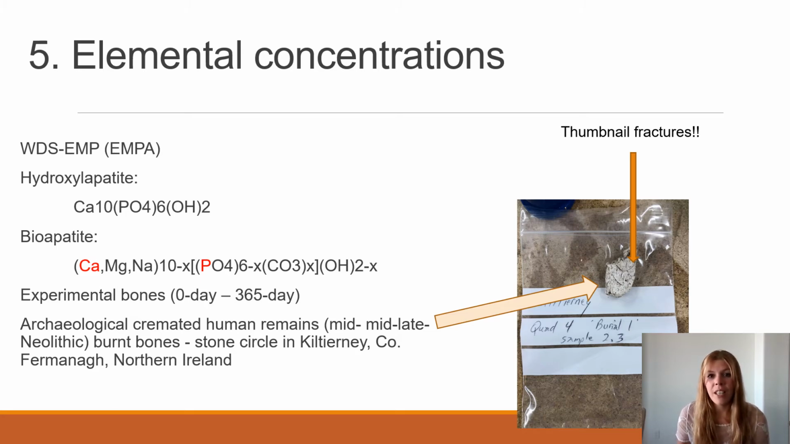For this analysis, other than the experimental bones, I also used 2 cremated human remains from Kiltierney, which is a Neolithic site in Northern Ireland. These 2 fragments were identifiably from different individuals. One of them presented a thumbnail fracture, so the implication here is that these bones were burnt relatively fresh. But as I said before, thumbnail fractures are unreliable indicators of bones burnt in the fresh state.